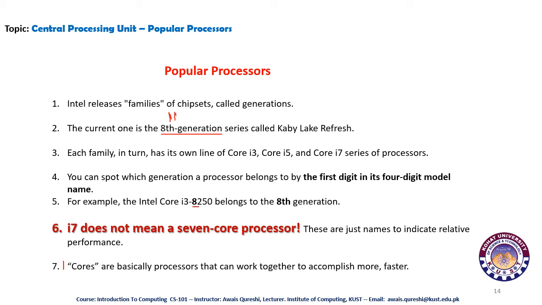Cores, what are the cores? Cores are basically processors that can work together to accomplish more, faster. So cores are the independent units within the processor that can work together to complete a task in a faster way.